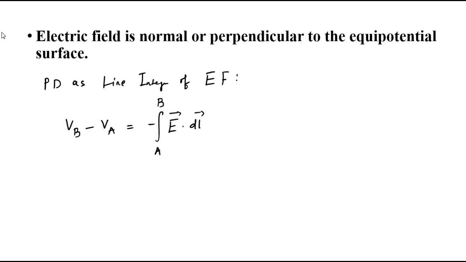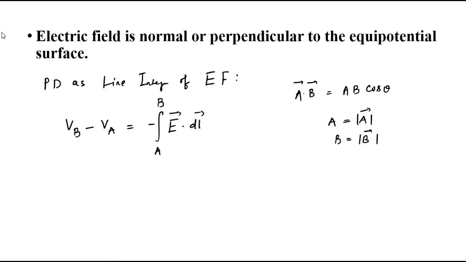This is the dot product. Now we know that the dot product between 2 vectors is expressed as A B cos theta, where A is the magnitude of vector A, and B is the magnitude of vector B.